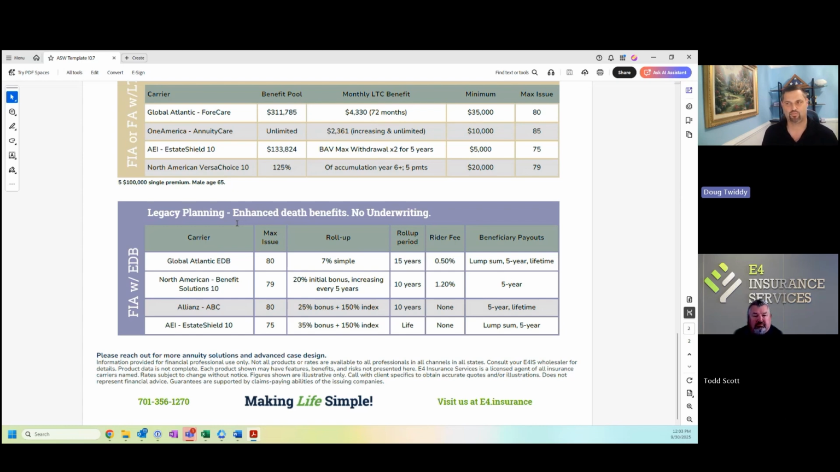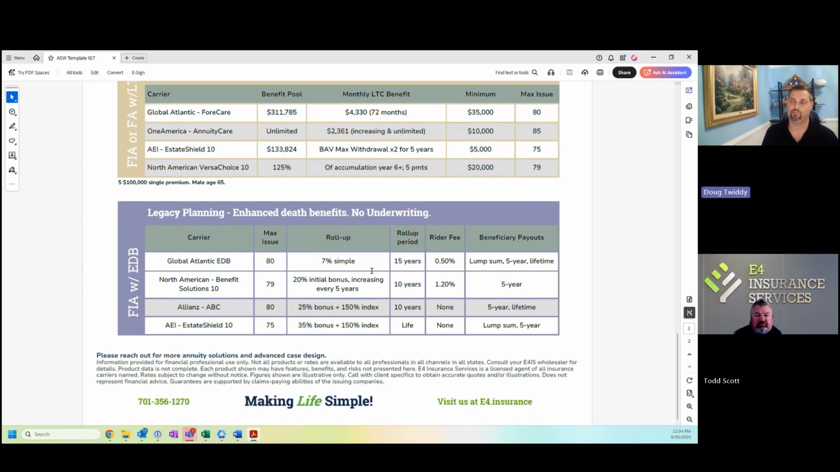Instead of getting 5-ish% interest, what about a 7% simple interest roll-up that's guaranteed for 15 years? It's a pretty solid option, right? What about a 20% bonus on day one? And that bonus increases every 5 years, or at year 5 and year 10, right? We have other great options to help your, I'm not going to say account value because it's not always account value, right? Sometimes it's a fictitious column, but that number that's growing is what will pay to a beneficiary.